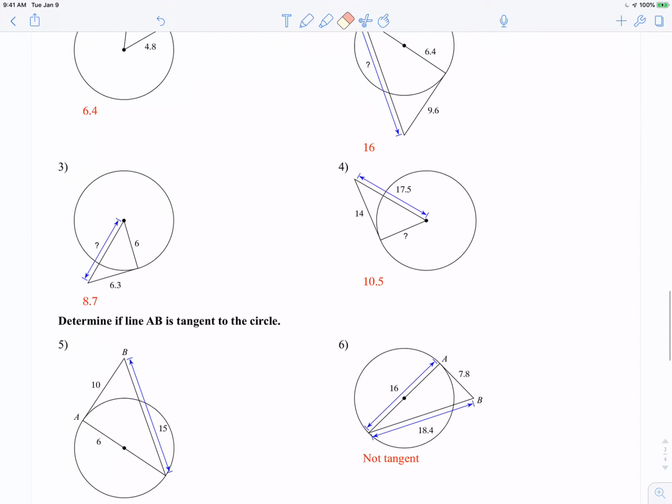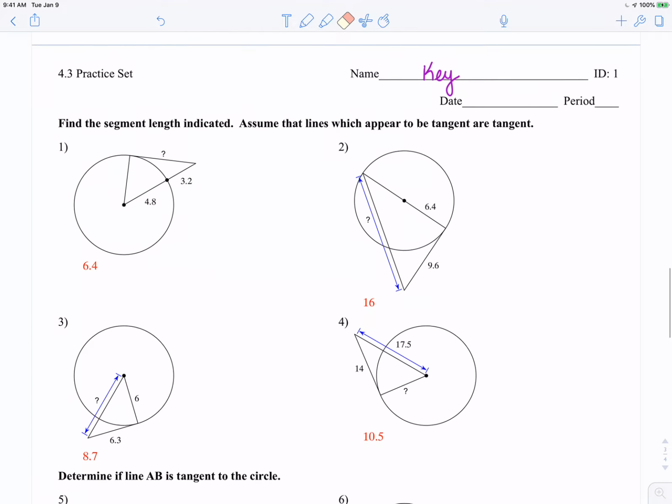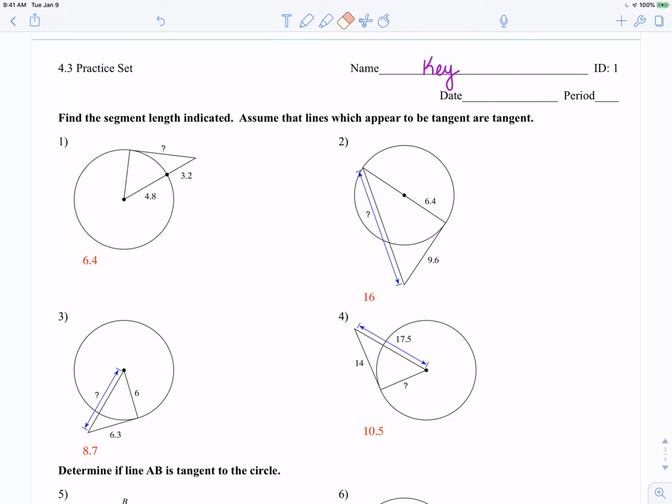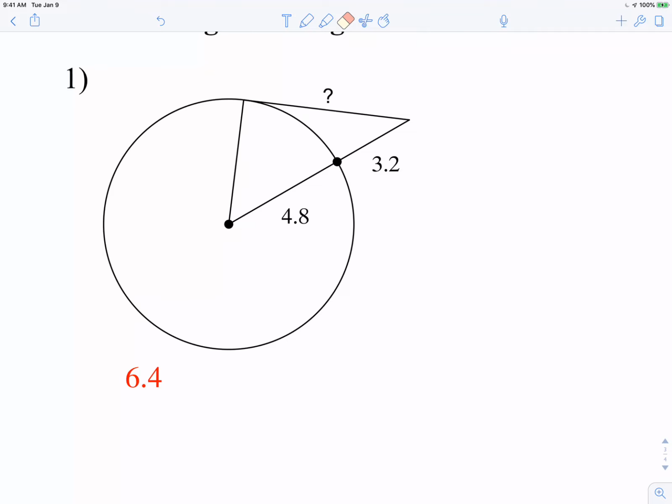Now I'm going to go over the Pythagorean theorem type problems, and then the next video will be going over the other types of problems. All right, so for number 1, there would be a right angle right here.